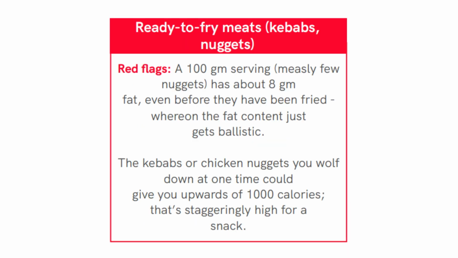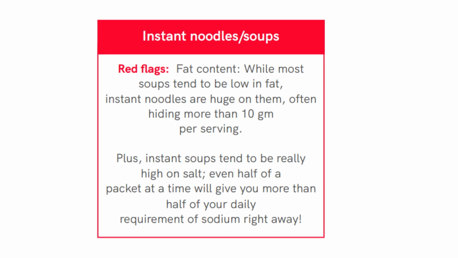Ready to fry meats and kebabs, if you take a 100-gram serving, have 8 grams of fat even before they've been fried. So these ready to fry kebabs would have around 1000 calories, which is a strict no if you are looking to adopt a healthy diet. Instant noodles and soups, again, are high in fat, high in sodium, and will give you half of your fat and sodium intake on any given day.